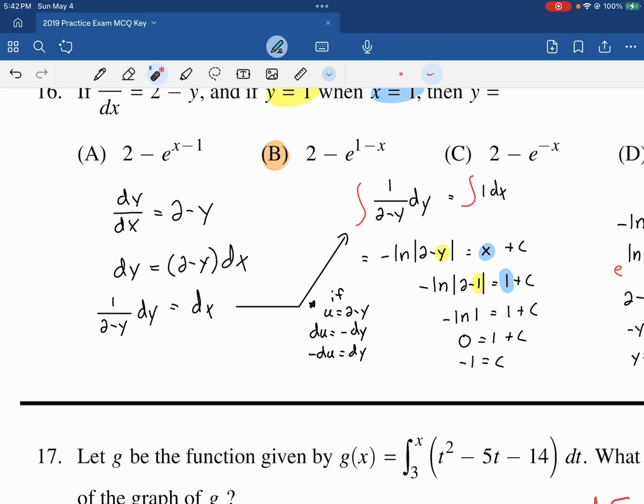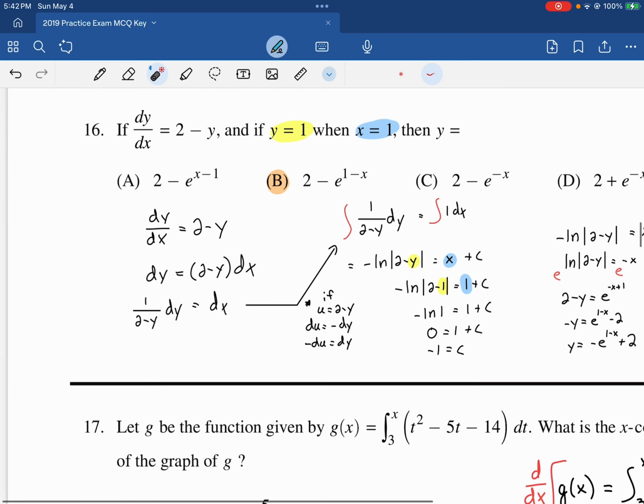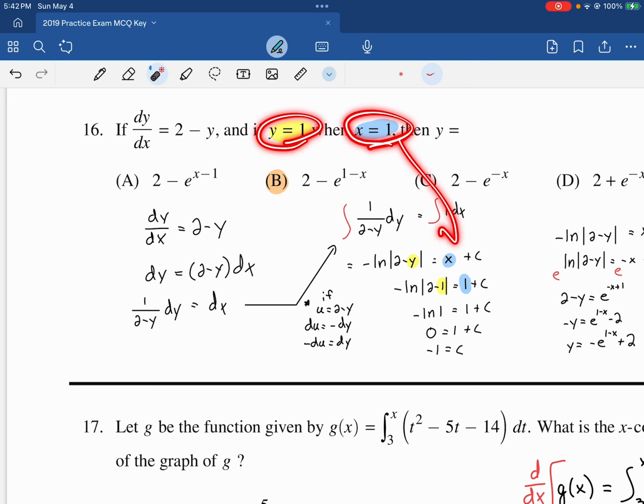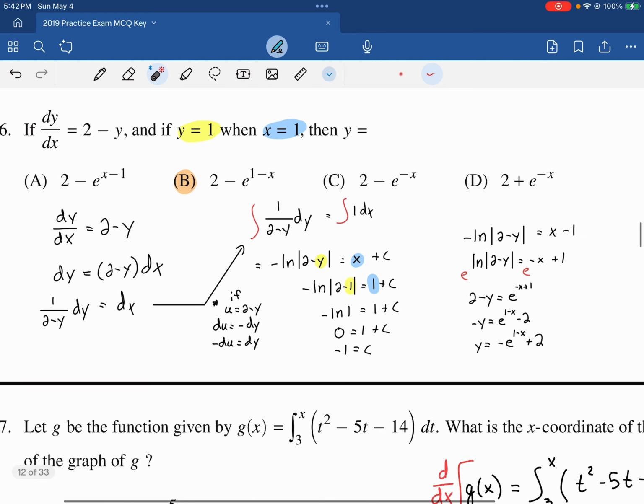Here I put a 1. The antiderivative of 1 is x, and I, alongside you, will not forget plus c. Here's where I have highlighted these coordinates, where I plug in 1 for x, 1 for y, and I solve for my c value to be negative 1. Here is a particular solution for this differential equation.